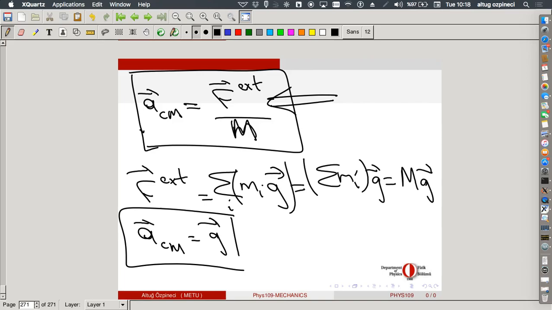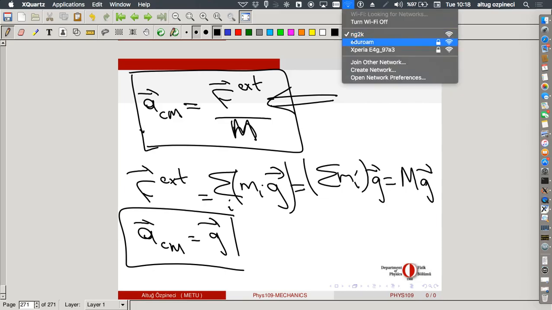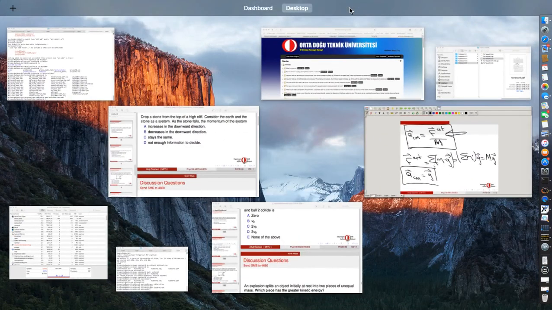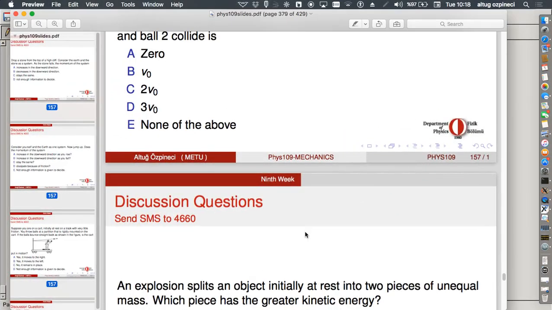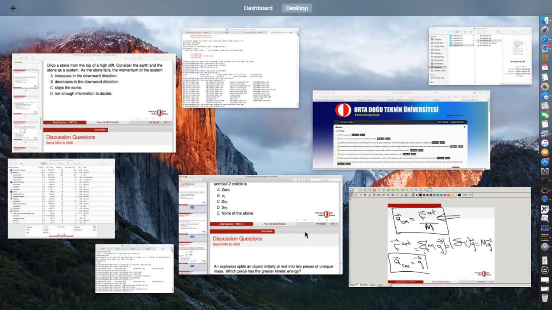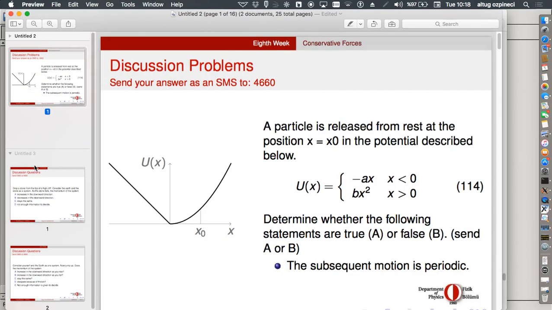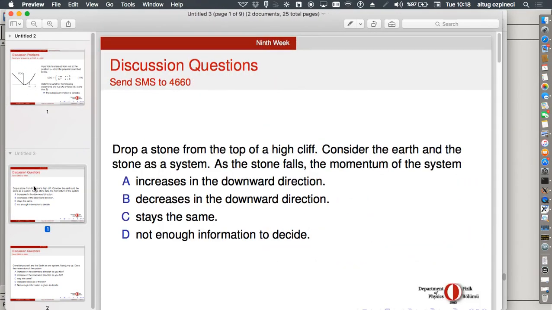Now, any questions on this one? Okay, unfortunately, my internet connection is not so well today here, so we will not be able to vote. But still, I have some questions for you. Okay, this is one question.